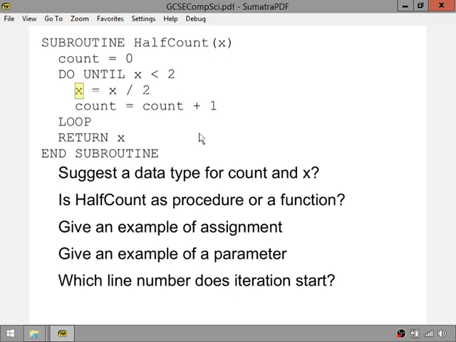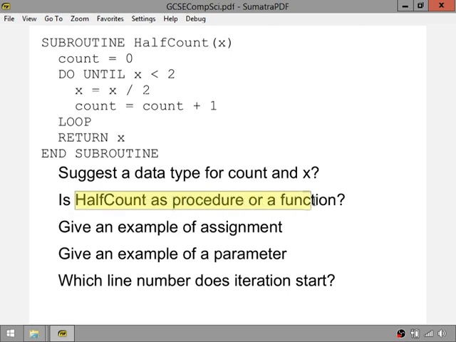Okay, I'm going to talk you through the answers. A suitable data type for count, the answer was an integer value. So integer is the only acceptable answer there. But for x, I'm willing to be a bit more flexible. I would accept integer, but because we've got that division operation going on, I'd be happy to also accept the answer real. Note that I say real, not decimal. Decimal is not correct. You need to use the correct terminology. In this case, the correct terminology would be real.